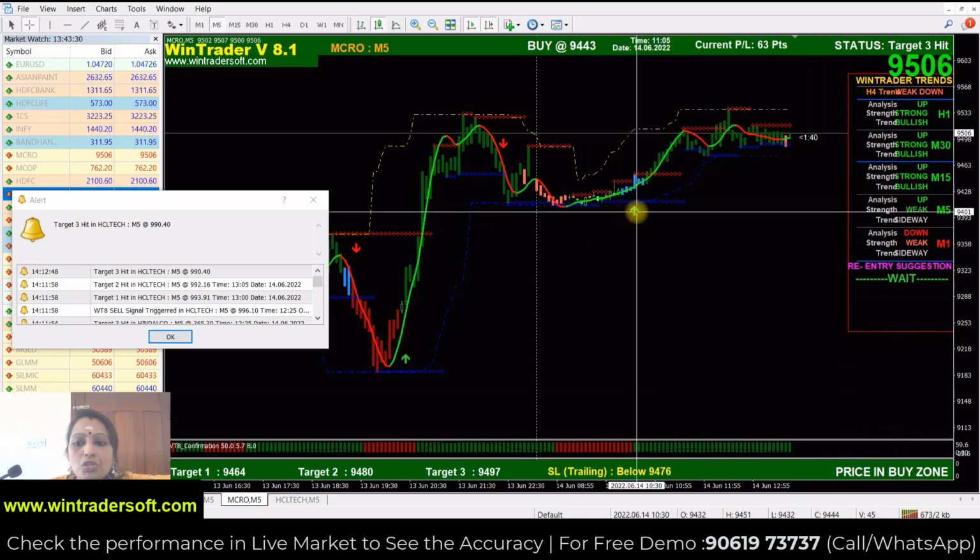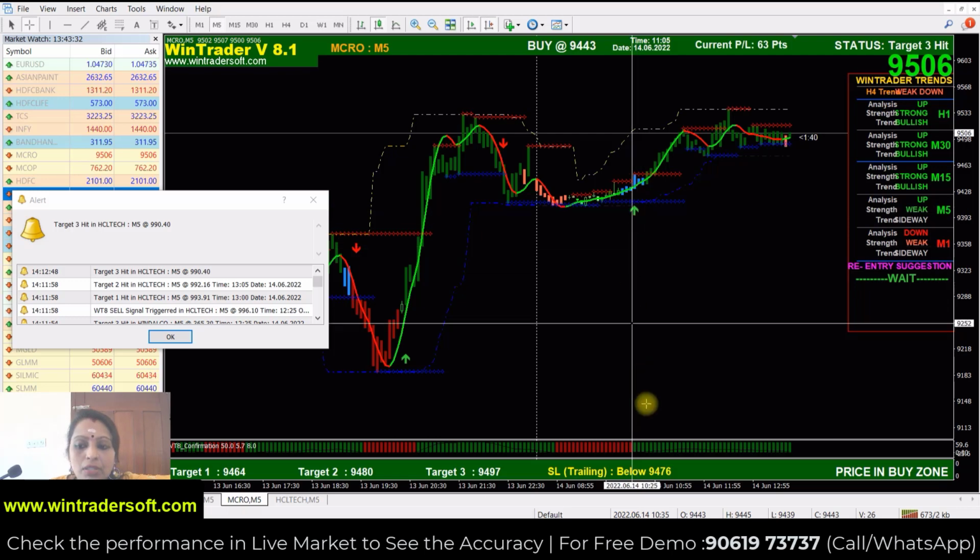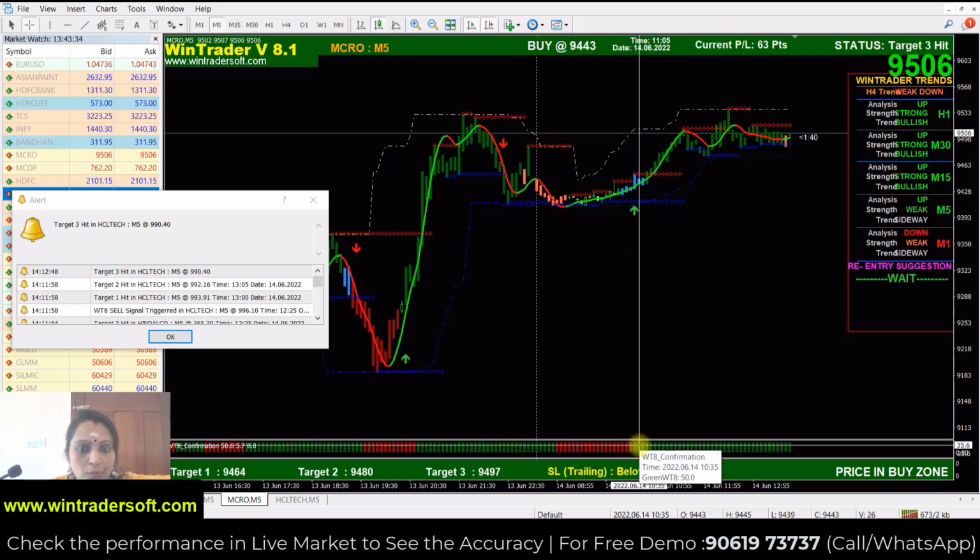The second confirmation is below this green arrow. You can see there is a bar here, that is the confirmation bar. The bar should be in the same color as the signal. If it is a buy signal, then the bar should be green. So you have to check only two confirmations.